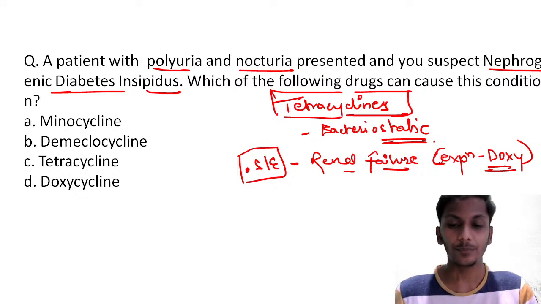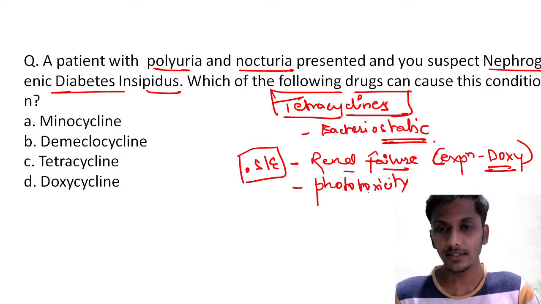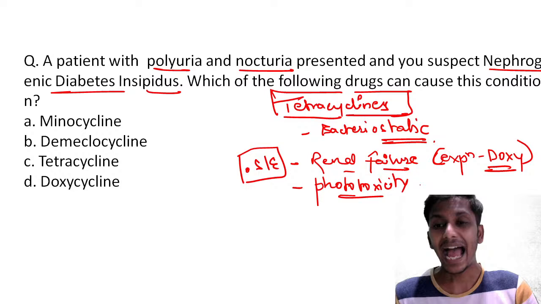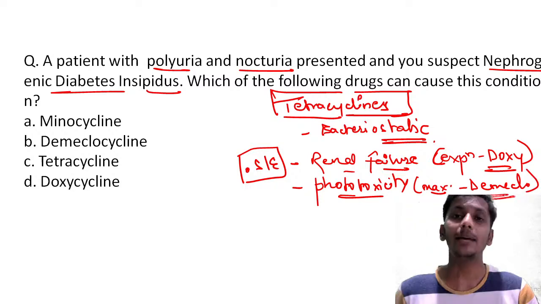Exception is doxycycline. Next, the next side effect seen with tetracyclines is phototoxicity. Okay, and important one, maximum phototoxicity is seen with which drug? Maximum phototoxicity is seen with demeclocycline.